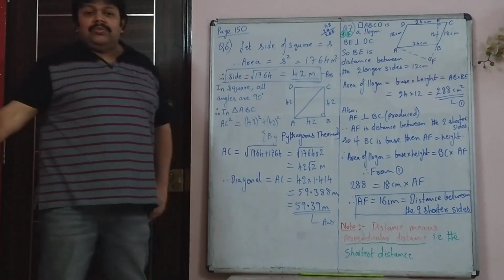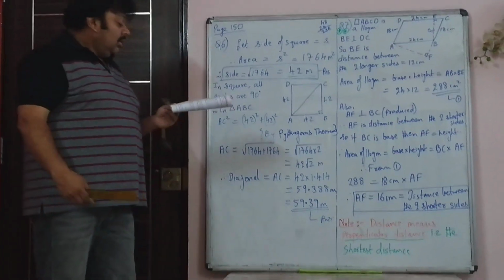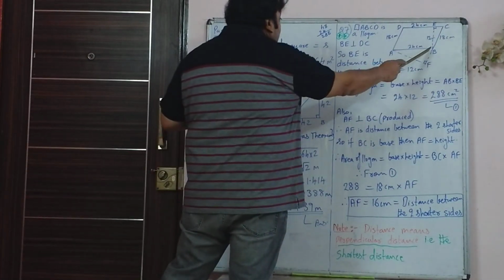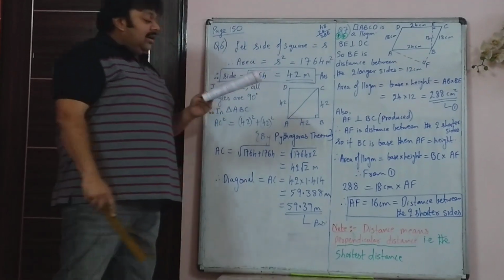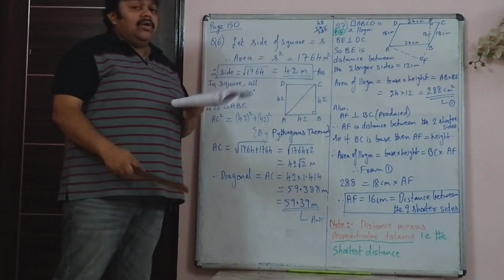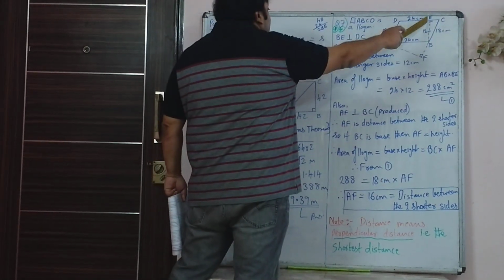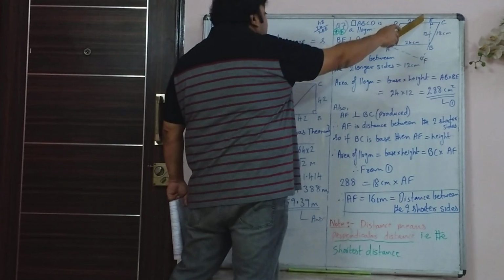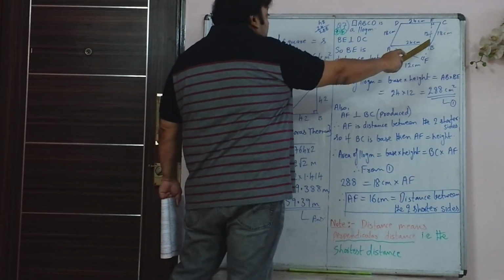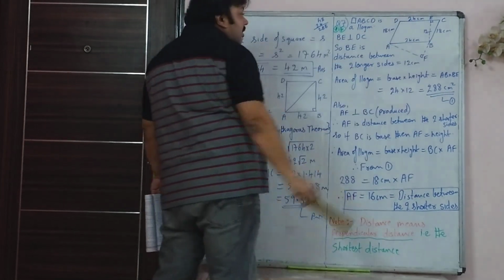Seventh sum, mark it important. It is slightly different from the usual. Two adjacent sides of a parallelogram are given as 24 centimeter and 18 centimeter. If the distance between the longer sides, means the perpendicular distance between the two longer sides. Longer side is AB and DC. BE is the perpendicular distance between them.